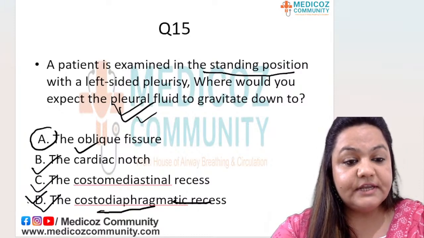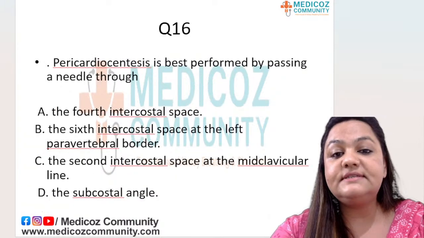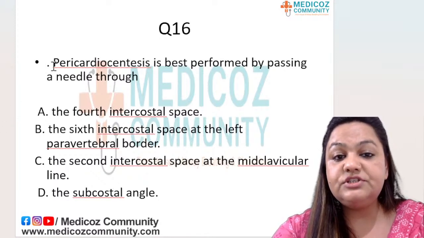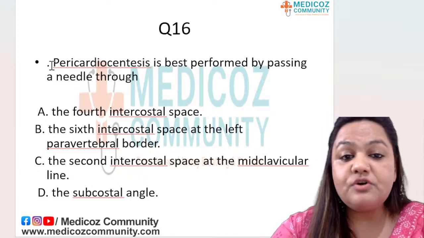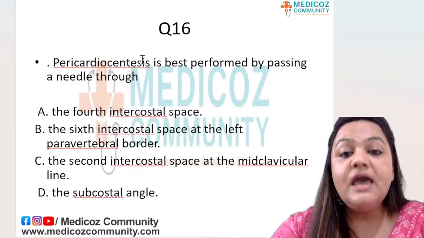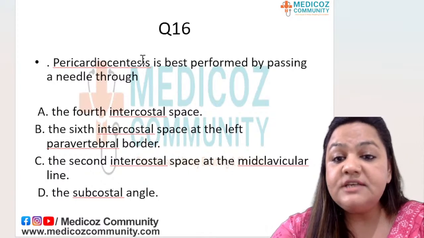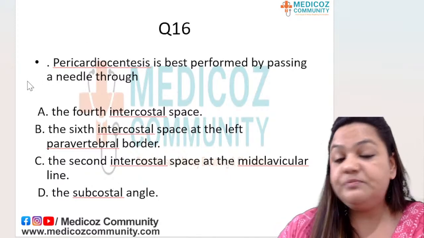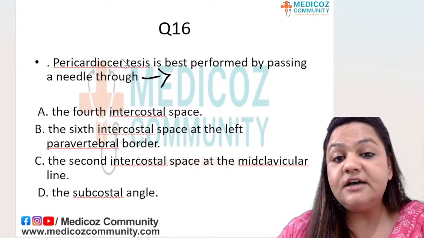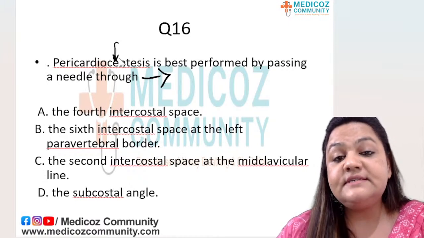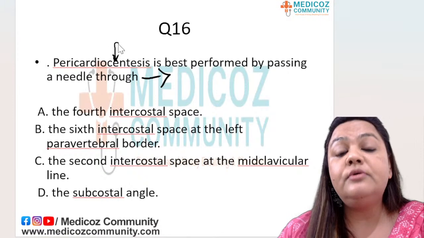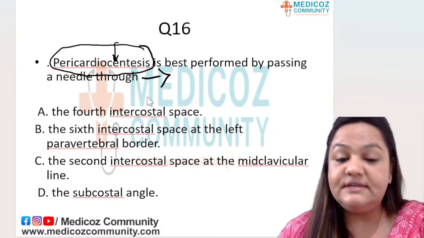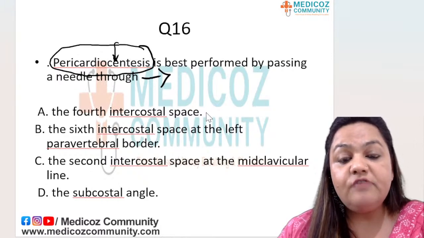Now we will proceed to the next question, question number 16. In question number 16, we have a procedure called pericardiocentesis. Pericardiocentesis is best performed by passing a needle through... So we just need to find the space from where you can insert a needle to take the excessive pericardial fluid out of the pericardial cavity. The procedure is called pericardiocentesis. So now we have to find out the space.